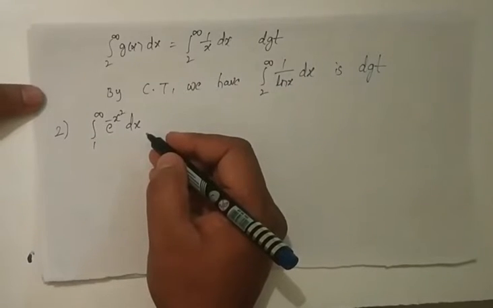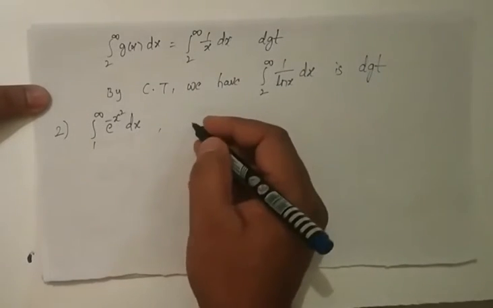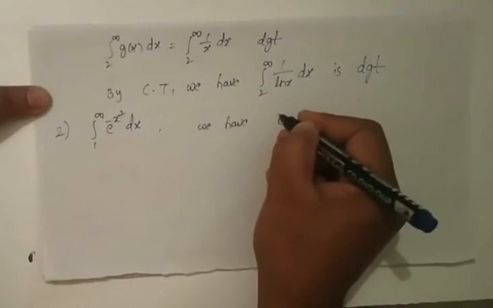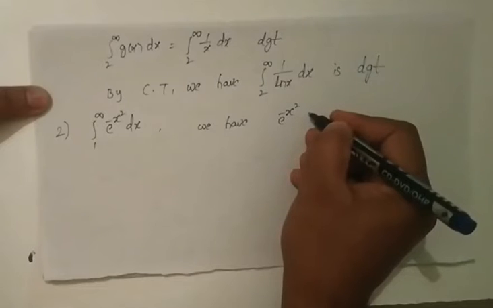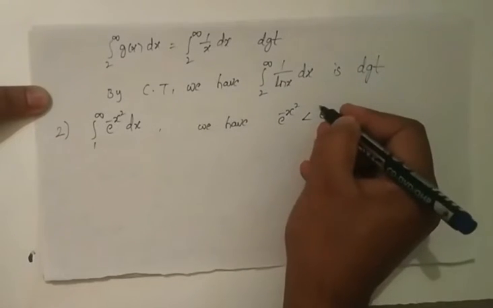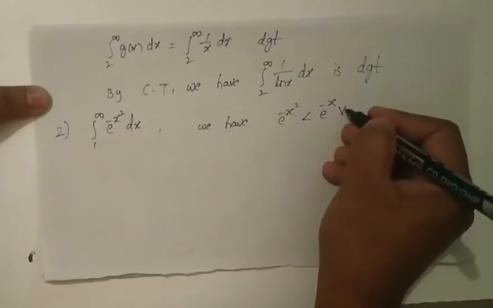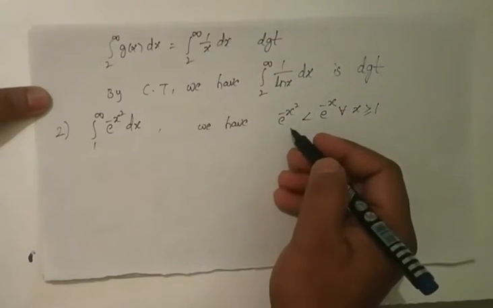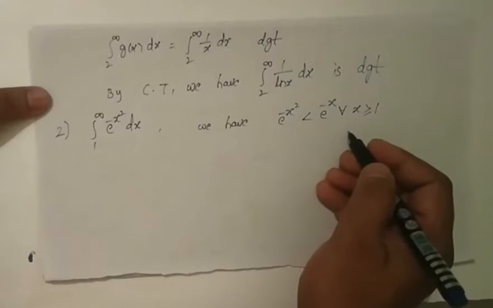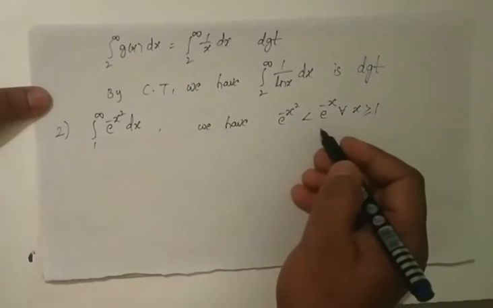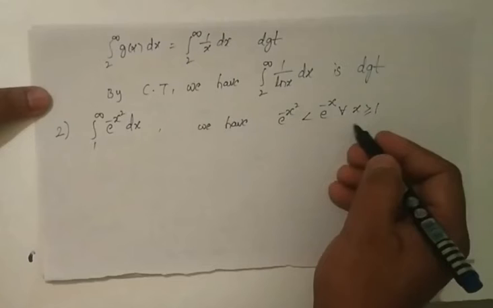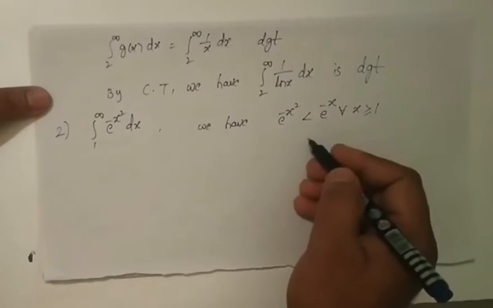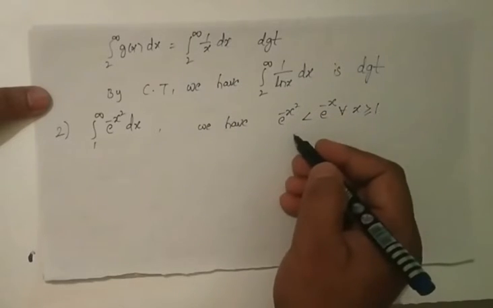Okay, just listen. Write down the solution. We have e power minus x square always less than e power minus x for all x greater than or equal to 1. For verification, you can check this condition for x values if you have any doubt.